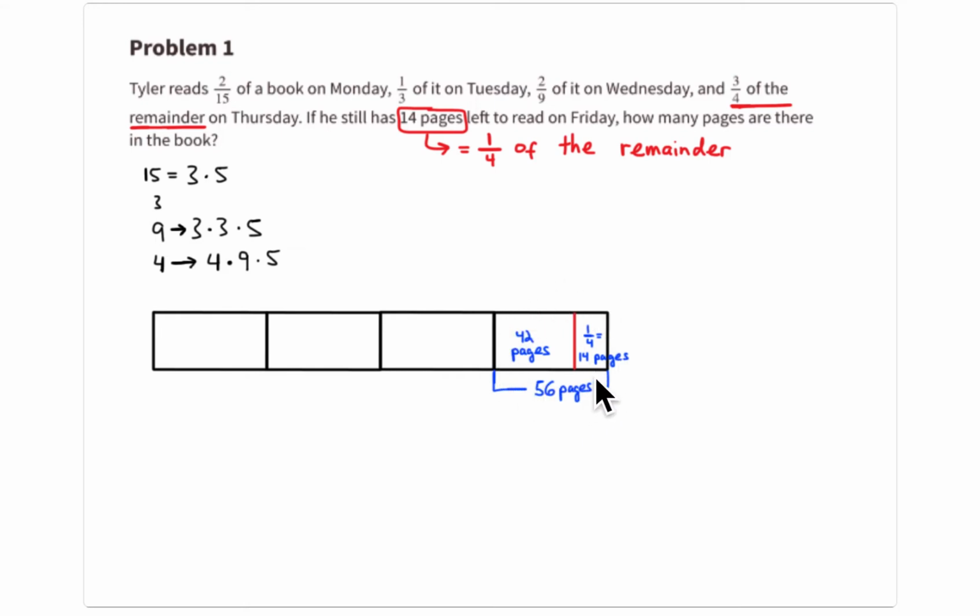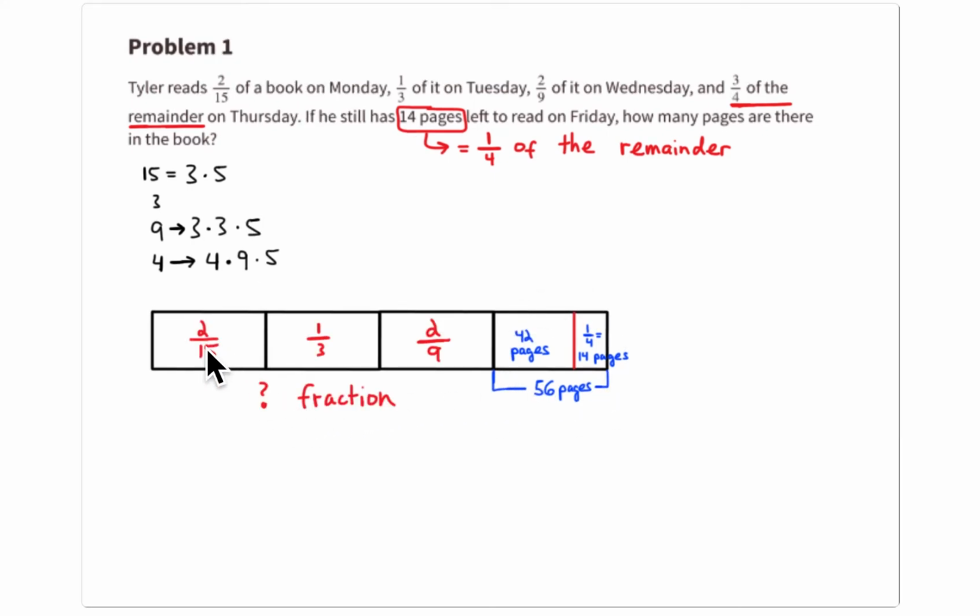So what fraction of the entire book are those 56 pages? Well, this piece right here is 2/15 of the book. This piece right here is 1/3 of the book, 2/9 of the book, and this is going to be the remaining fraction. After I figure out what fraction all of these pieces are, this is going to be the remaining part.